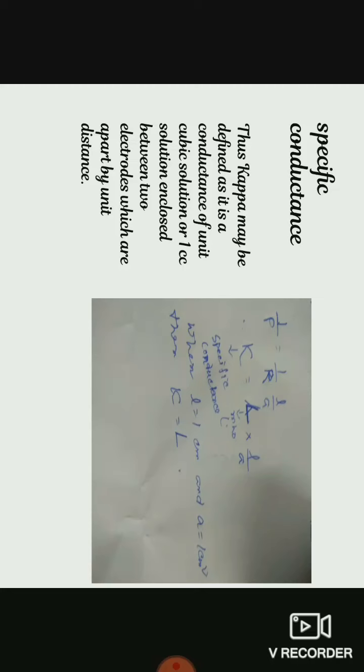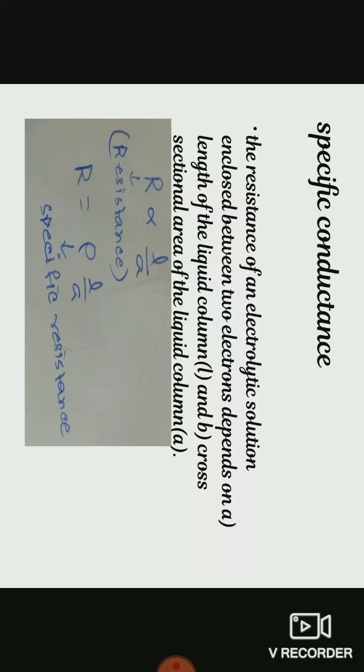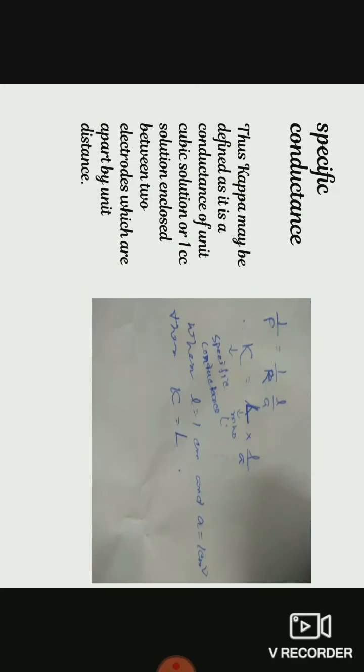How can it be established? See that 1 by rho is equal to 1 by R into L by A. The equation comes from R equal to rho L by A. So 1 by rho is equal to 1 by R into L by A. Here 1 by rho is kappa, 1 by R is the conductance, that is mho, denoted by L, and L by A is fixed. So specific conductance kappa is equal to mho into L by A. Now if L is equal to 1 and A is equal to 1 cm squared, then kappa is equal to the conductance.